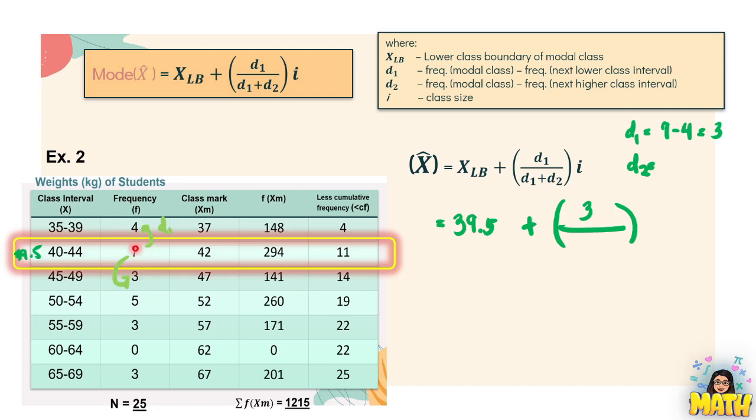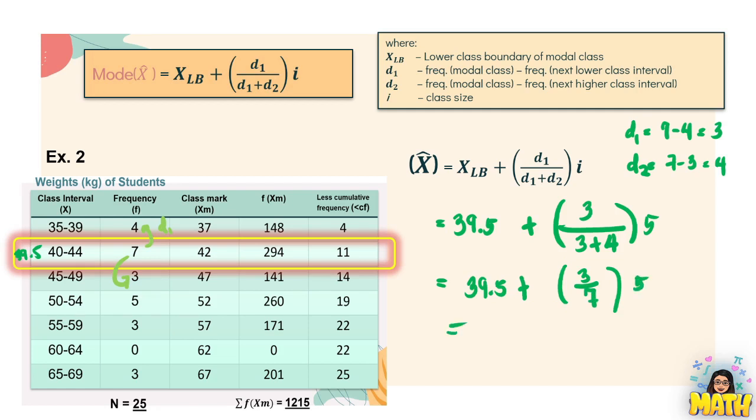So, this time, 7 minus 3. That is equal to 4. And the last one is the class interval 40 to 44, we have 5 pieces of data there. So now let us compute 39.5 plus the product of 3 over 7 times 5.